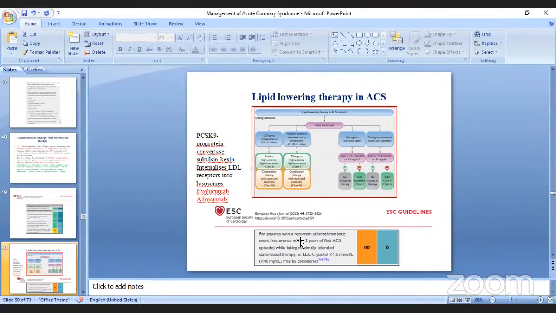And in case the patient was already on a lipid lowering therapy and they have presented with an ACS within 2 years, and they are already taking the maximum tolerated statin-based therapy, then the LDL goal should be less than 40 milligram per deciliter.